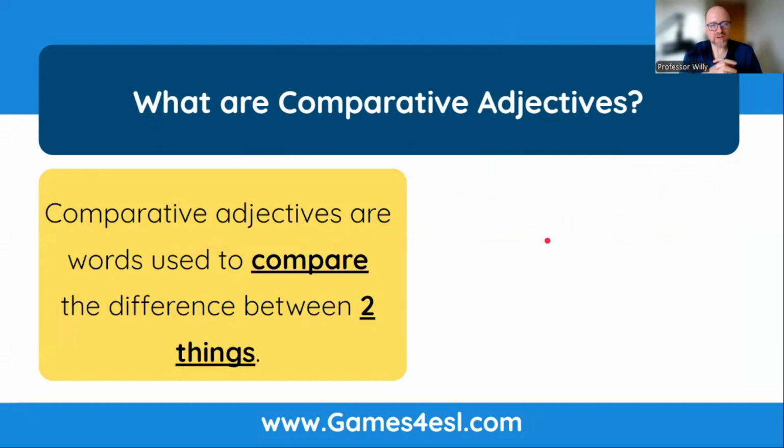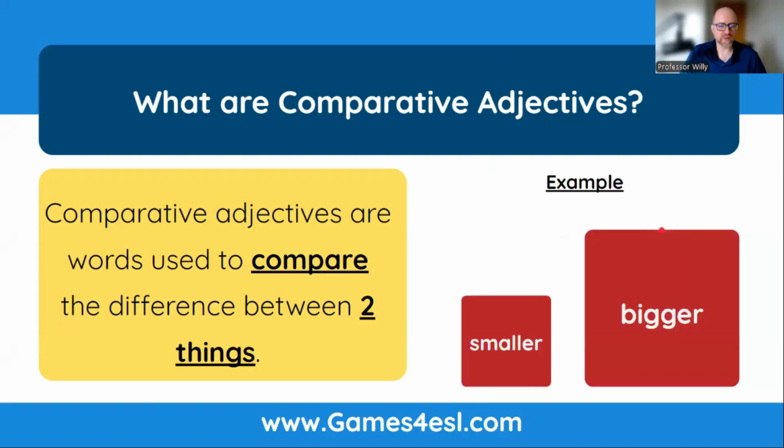Comparative adjectives are words used to compare the difference between two things. One of the main things that we need to remember is we have comparatives and we have superlatives. I'll put the link to superlatives also if you'd like to see the video about superlatives. I'll put that up and to the left and down in the description. But with comparatives, we're only talking about two things. I can't use comparatives to compare many things, only with two things.